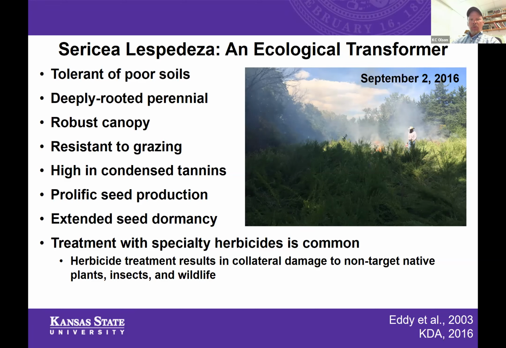As you all know, it's a prolific seed producer. One stem can produce more than 800 seeds per year. And that seed, when it is produced, is hard and smooth and has the characteristics for extended seed dormancy in the soil. People have germinated experimentally 70-year-old seed that's been recovered from the soil bank.